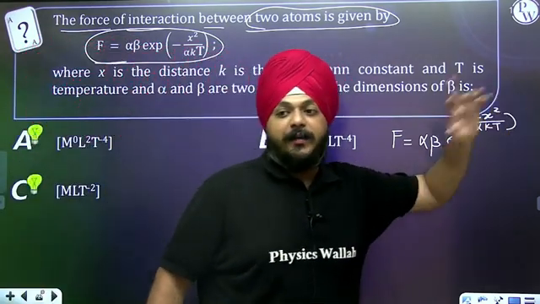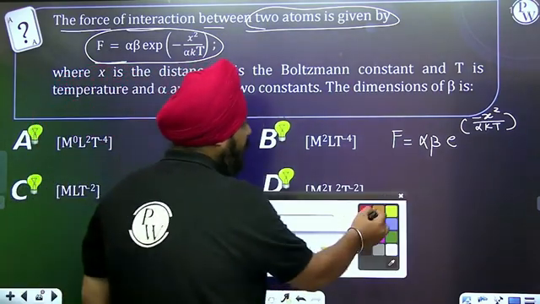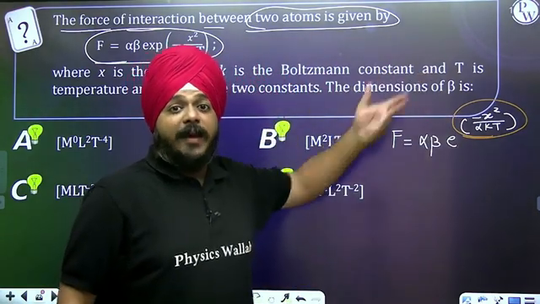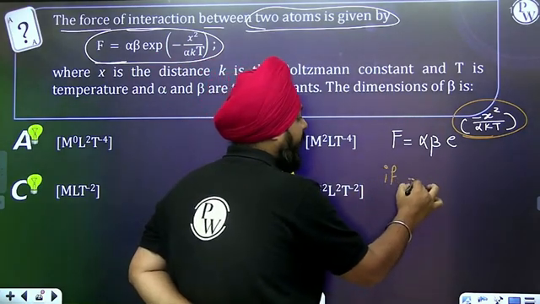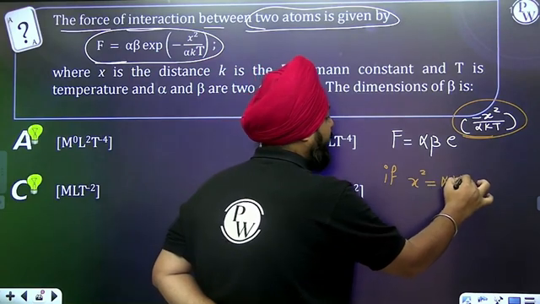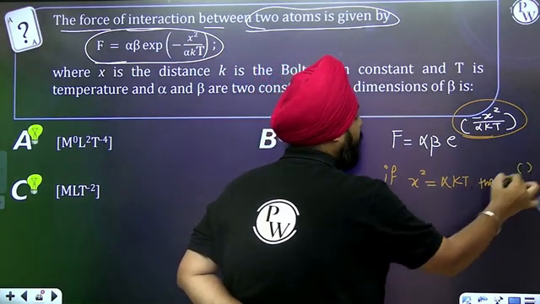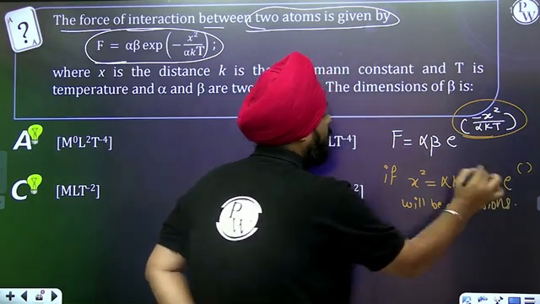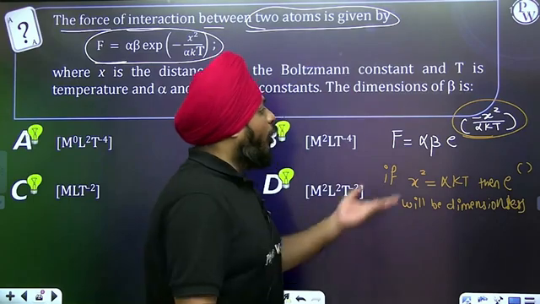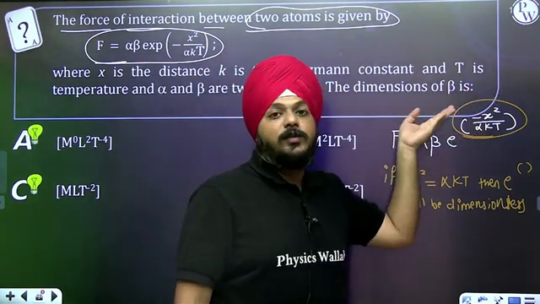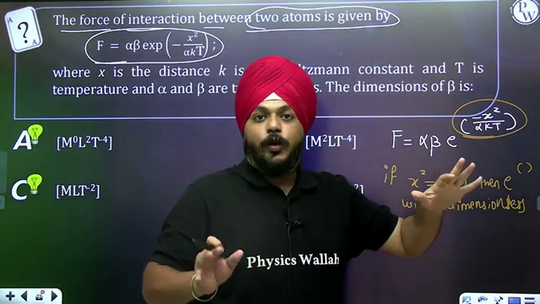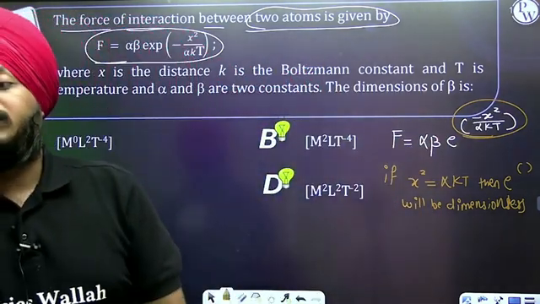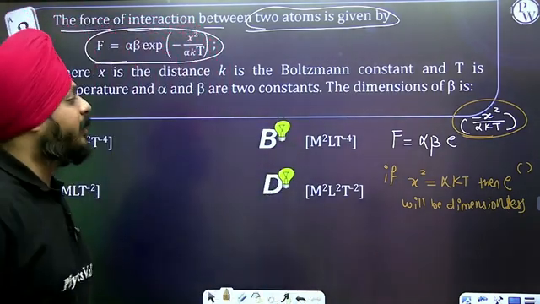All of the e to the power terms are dimensionless. So according to the principle of homogeneity, can I say this term is dimensionless? It has no dimensions. When it is dimensionless, if x square matches alpha kT, then the e to the power term will be dimensionless. If the dimensions of x square match the dimensions of alpha kT, everything is going to get cut. Nothing is going to remain. We are going to follow the reverse psychology.